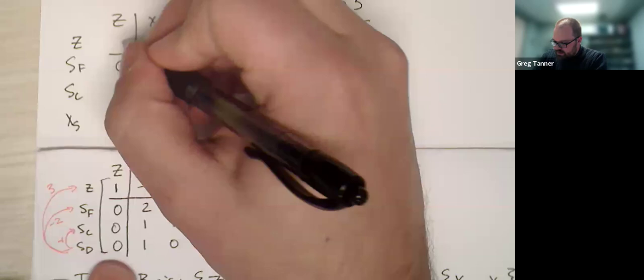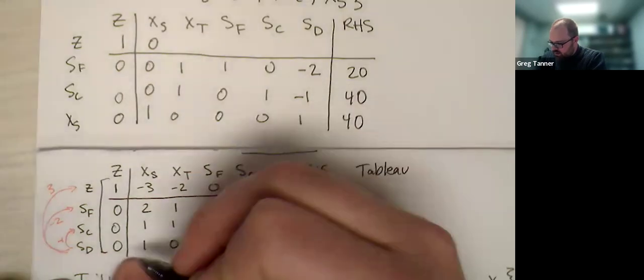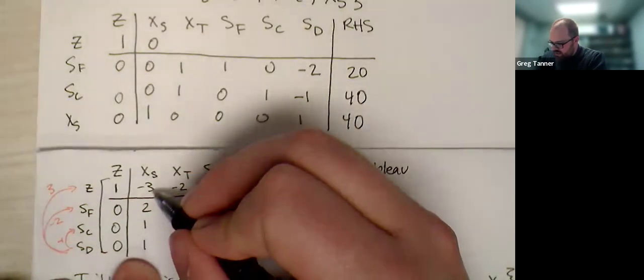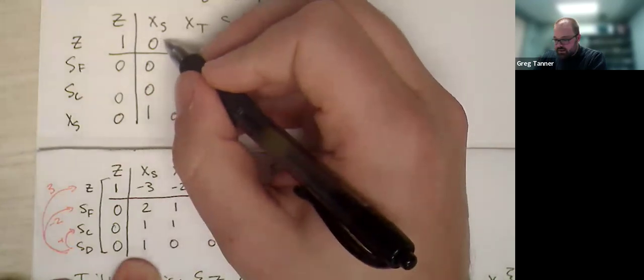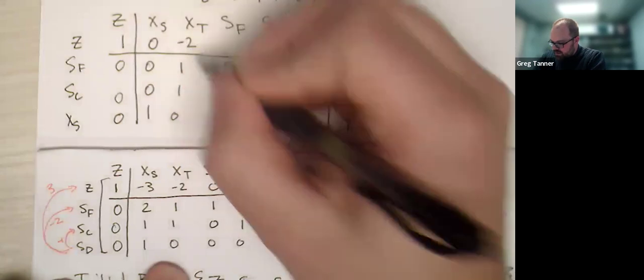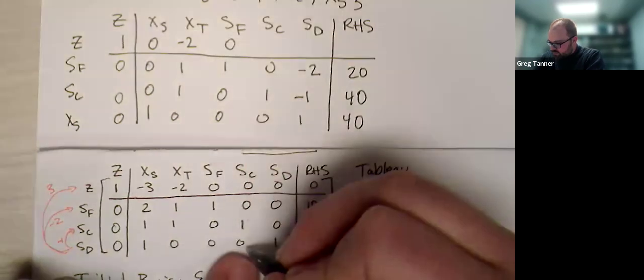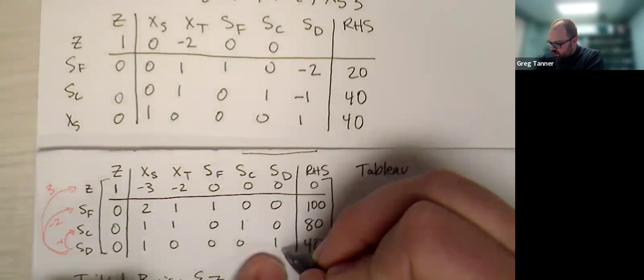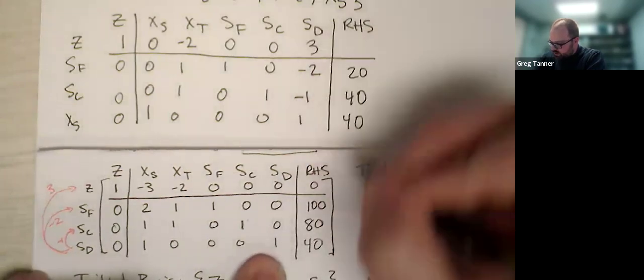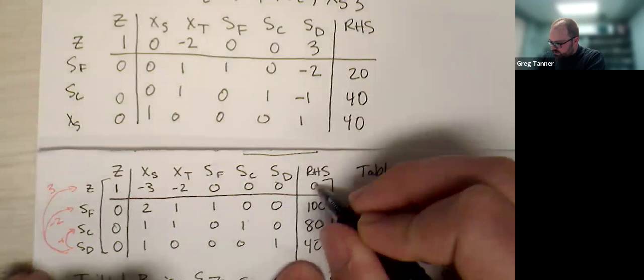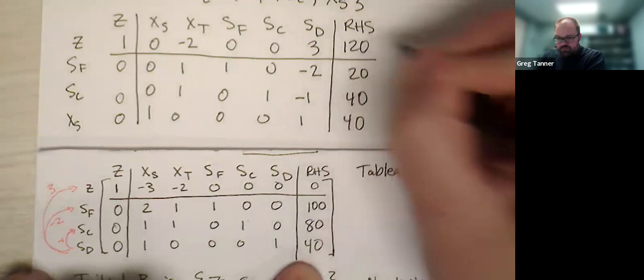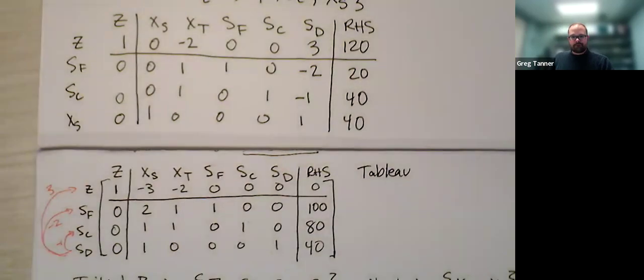Okay, so this is going to remain a 1. 3 times 1 plus negative 3 is going to get me the 0 that I want. 3 times 0 will leave this as a negative 2. 3 times 0 will leave this as a 0. 3 times 0 plus 0 will leave this 0. 3 times 1 plus 0 will turn this into a 3. And 3 times 40 plus 0 is 120.